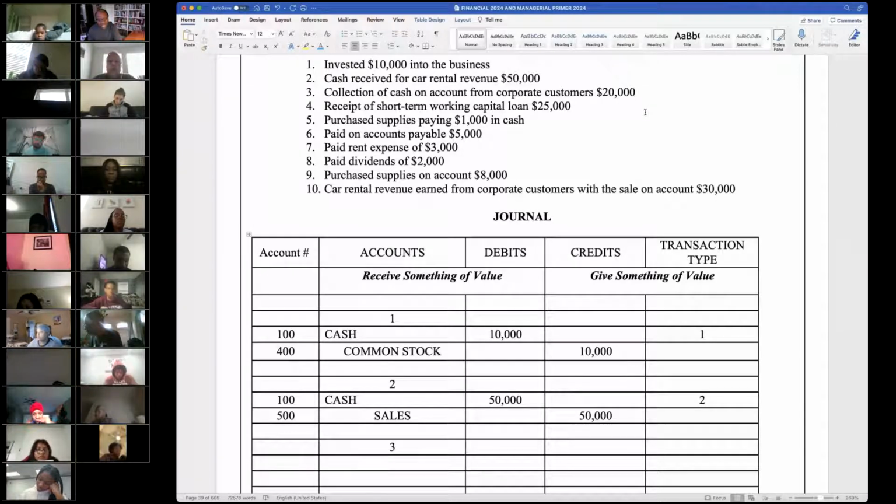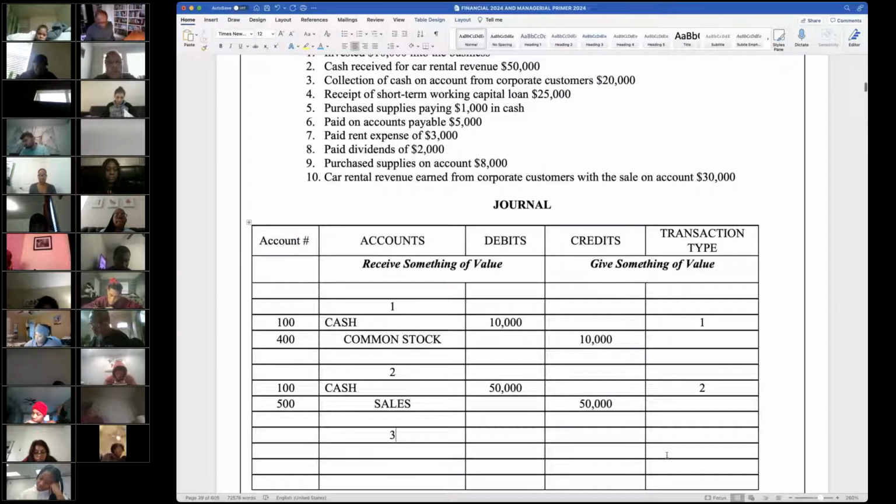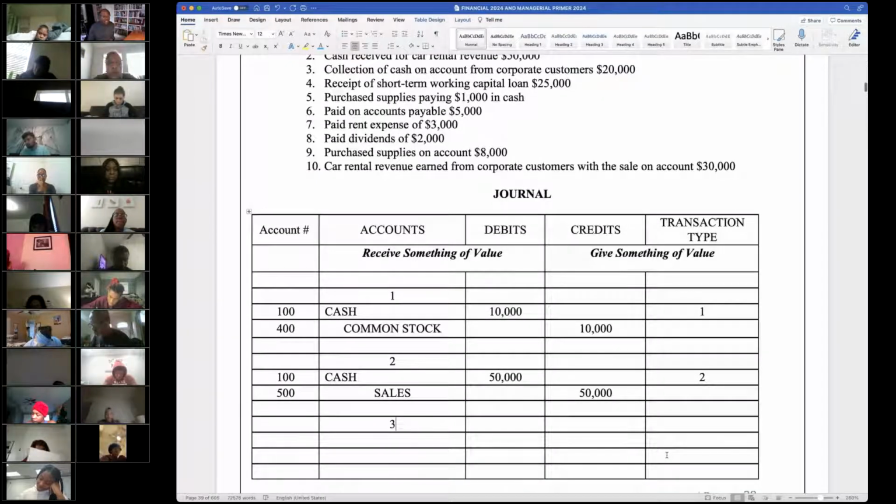Cash is coming in, so you got to give me a type 1 to 6. What type is it? Type 3. Once again, cash is coming in, so we debit cash. So what are we going to credit? Accounts. We're going to credit accounts receivable.